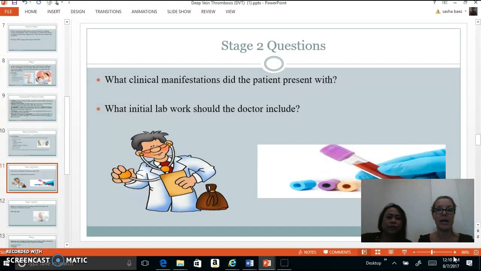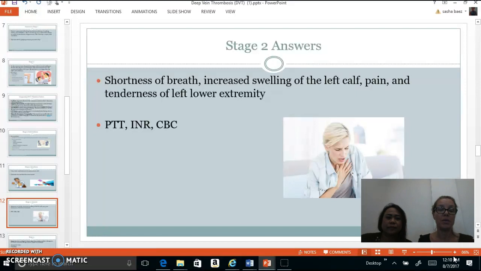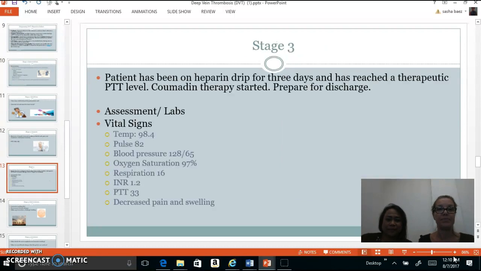The questions that are asked during stage 2 are as follows. What clinical manifestations did the patient present with? And what initial lab work should the doctor include? The patient presented with shortness of breath, increased swelling of the left calf, and pain and tenderness of the left lower extremity, and the doctor ordered PTT, INR, and CBC.